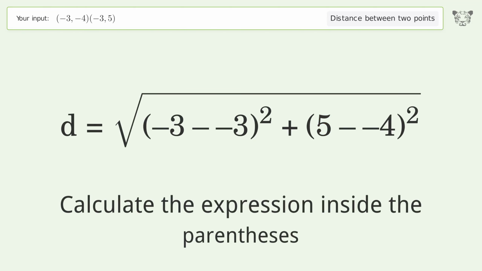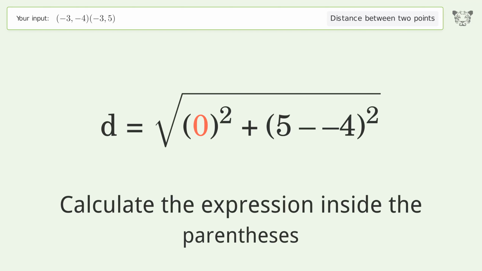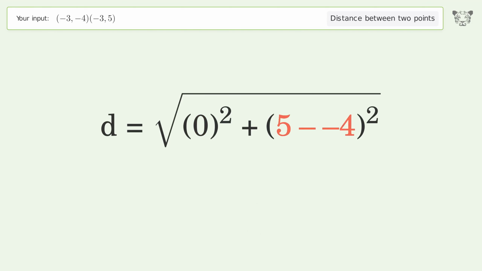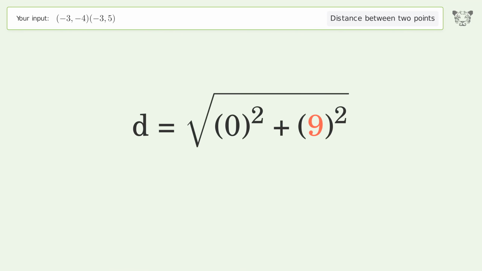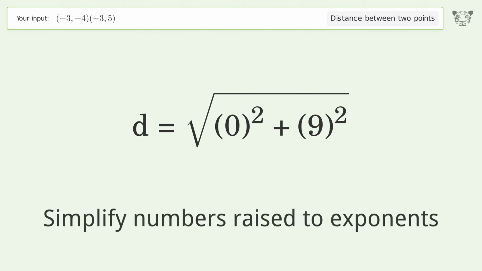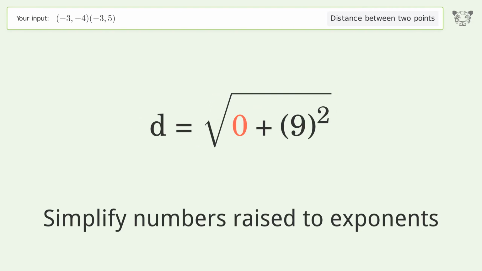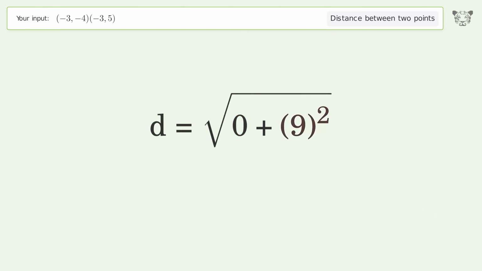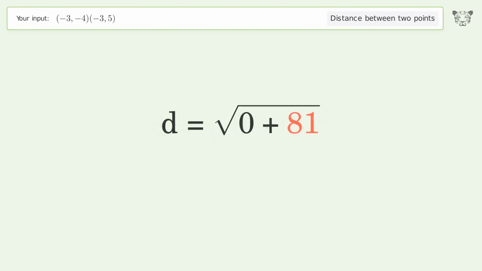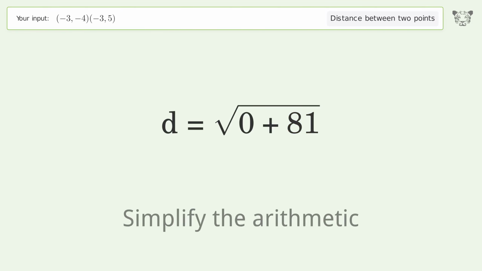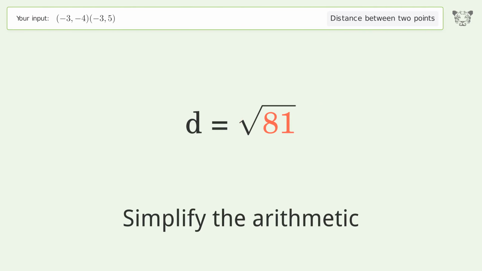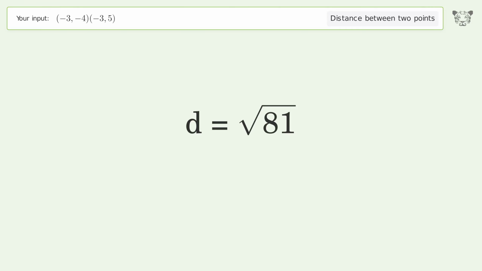Calculate the expression inside the parentheses. Simplify numbers raised to exponents. Simplify the arithmetic. And so the distance between the 2 points is the square root of 81, or 9.